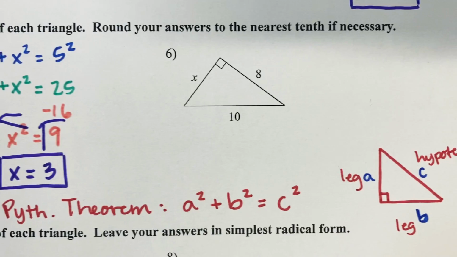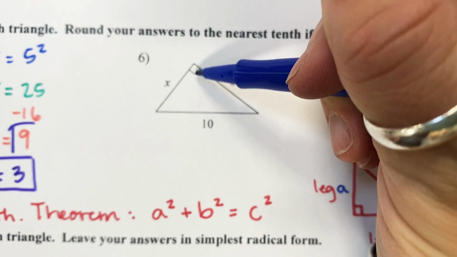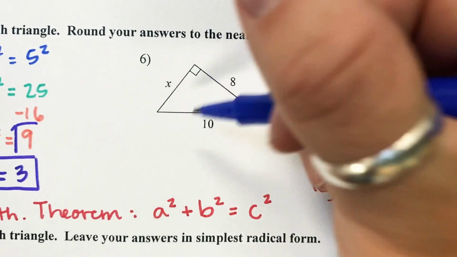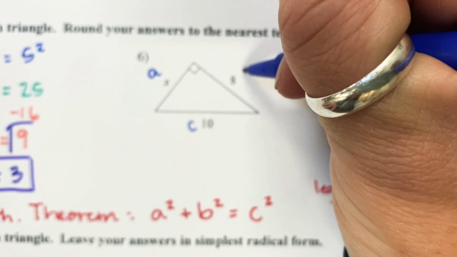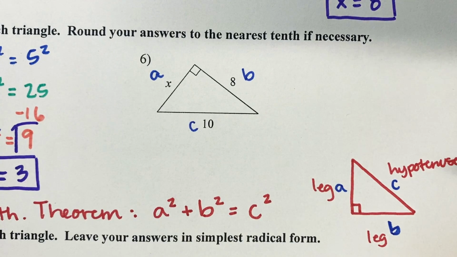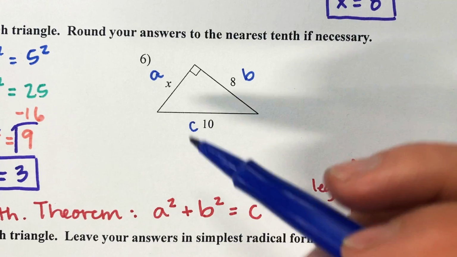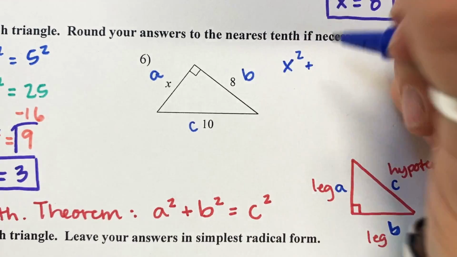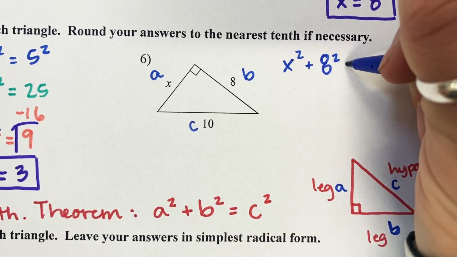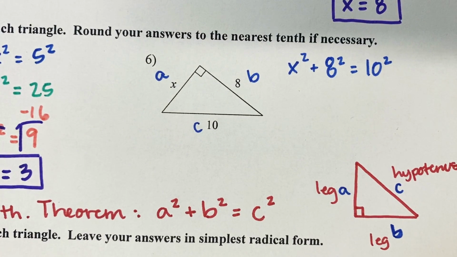Now let's look at 6. First thing we need to do is identify a, b, and c. Usually you want to find your c first. Across from your right angle is always your c. So I know 10 is my c. I'm going to do x as my a and 8 as my b. Now that I know a, b, and c, I can fill it into my Pythagorean theorem. A squared first, so x squared, plus b squared, my b is 8, so 8 squared, equals c squared, c is 10, so 10 squared.